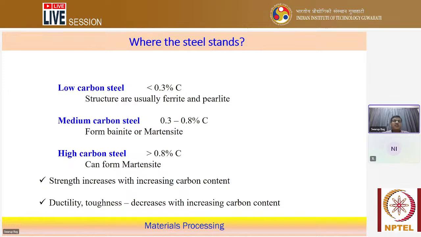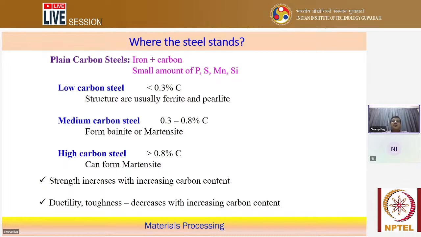So that is one: first you have to look into where the steel stands. So we can classify the steel. Steel, simply understand, plain carbon steel is basically iron plus carbon. Of course, the solubility of the carbon is very limited, so only up to a certain percentage of carbon can be dissolved in the steel. Based on that carbon percentage, we can categorize the different types of steel.